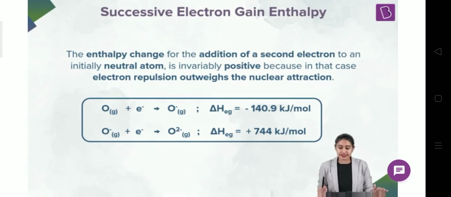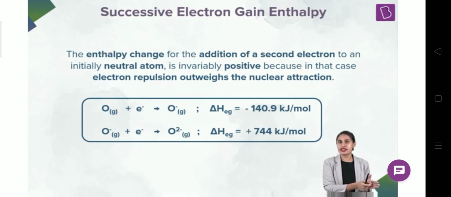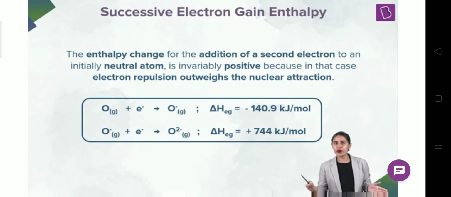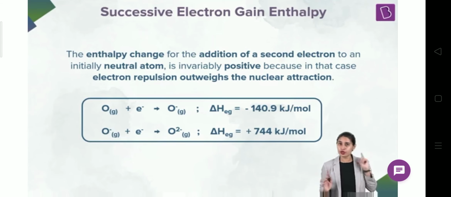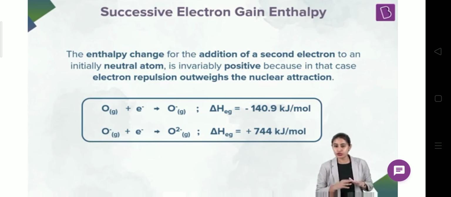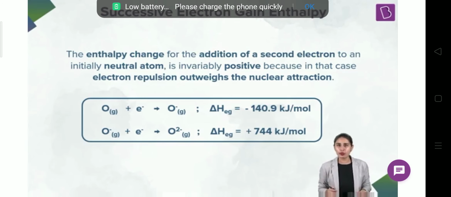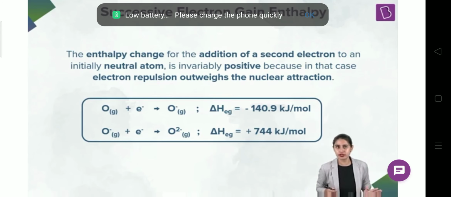So let's see successive electron gain enthalpy. What is successive? Like you have seen in ionization enthalpy, you removed one electron, then you removed another electron, then another electron. So you remember there IE3 was always greater than IE2, which is greater than IE1. But that was always positive.